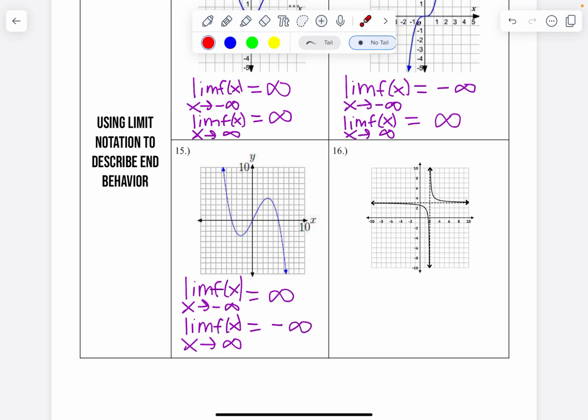So this is a negatively oriented odd function. It's falling from left to right. So now the left side of the graph heads up. The right side of the graph heads down.